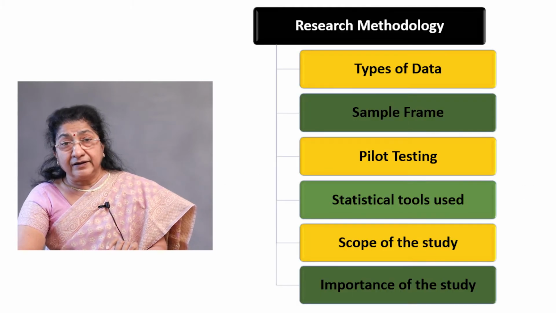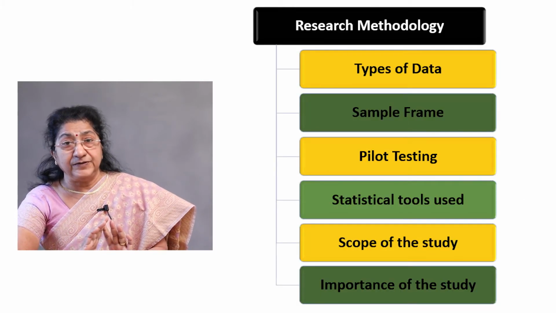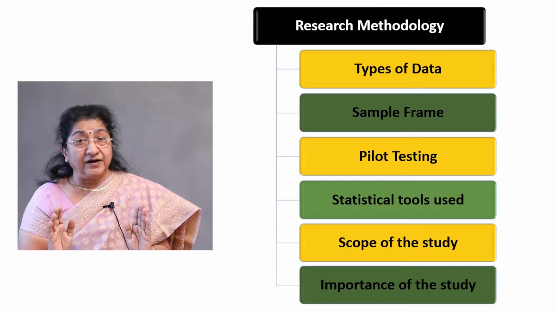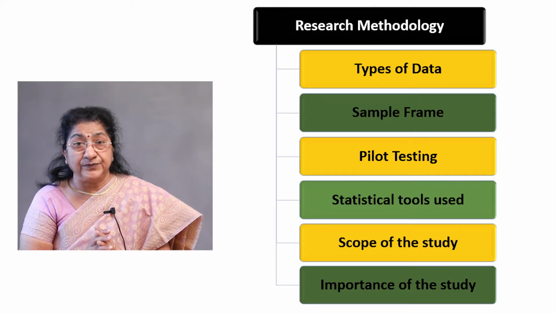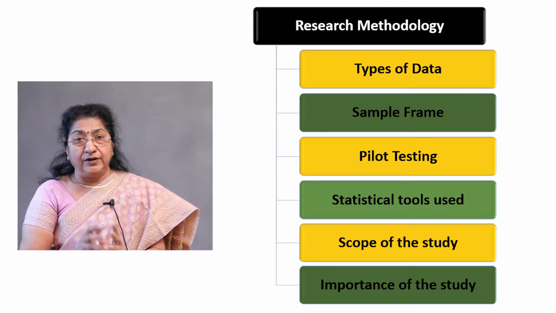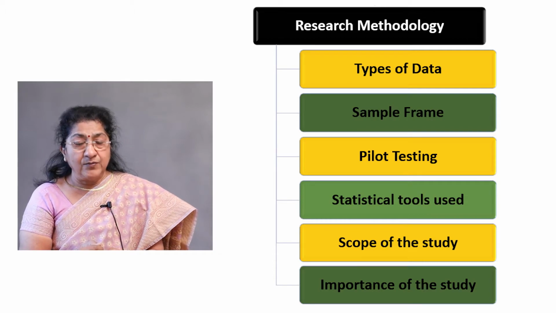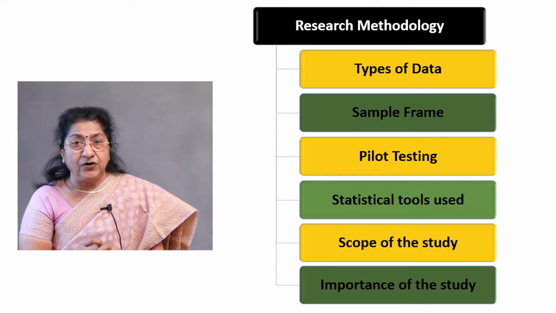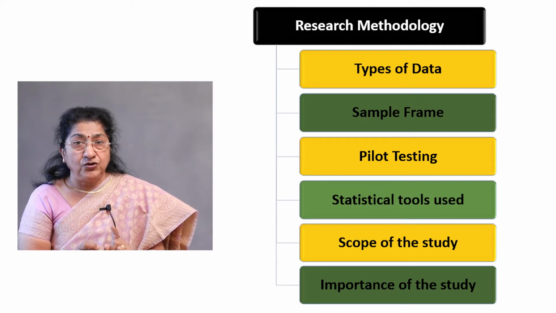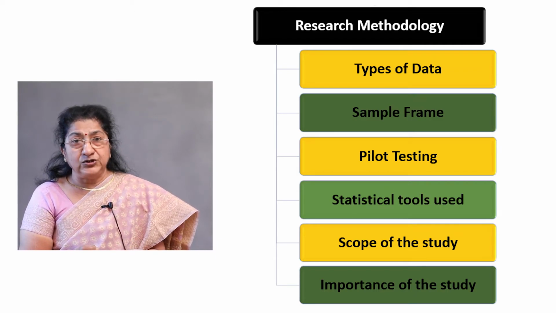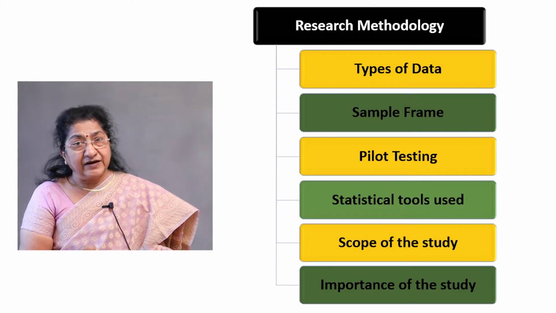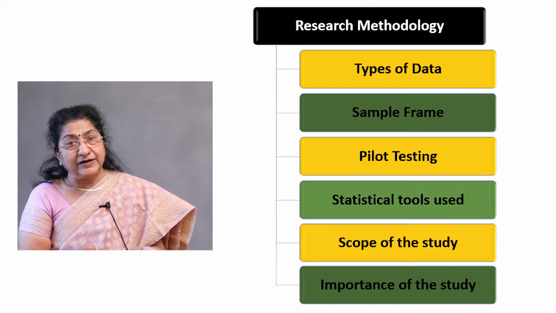Then comes research methodology. Research methodology is the heart of your research work. In research methodology, you have to cover several things. Among them, first of all, types of data, whether your study is based on only secondary data or secondary and primary data both.